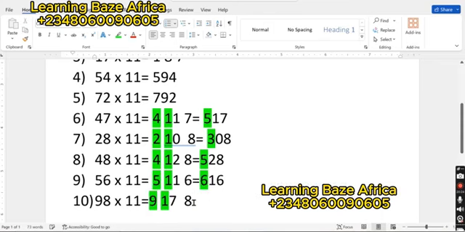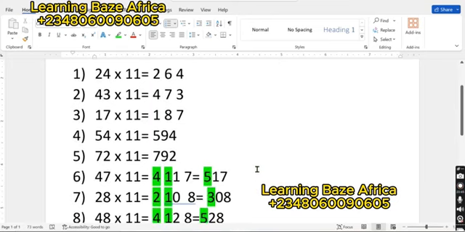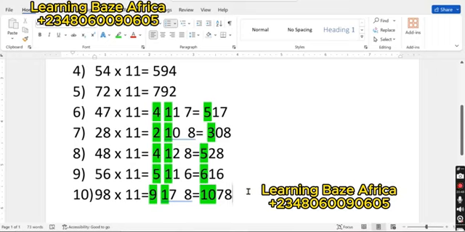Carry 1 over to 9 to be added to 9. When you add 1 to 9, you will have 10. There are no other digits to carry 1 over, so we're going to write 10. Then we have 7 and 8. So that is 1078. The answer is 1078. 98 times 11 is equal to 1078.